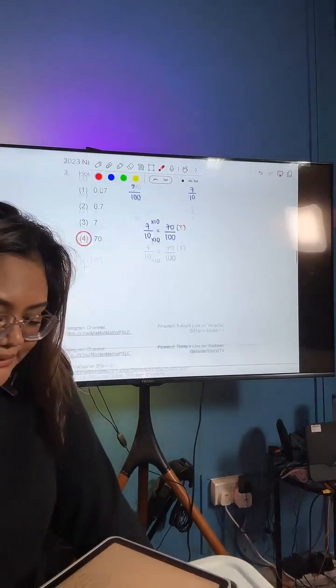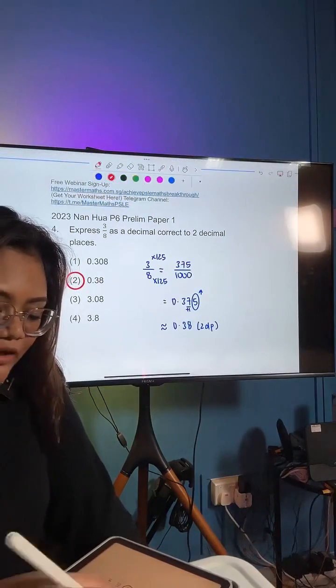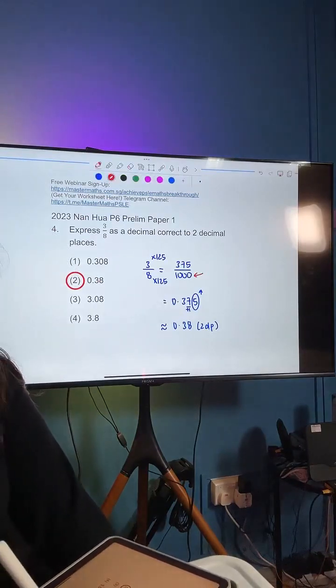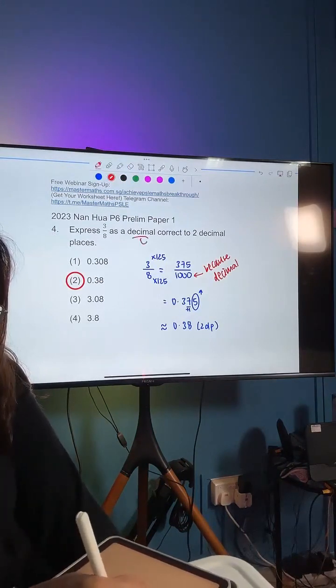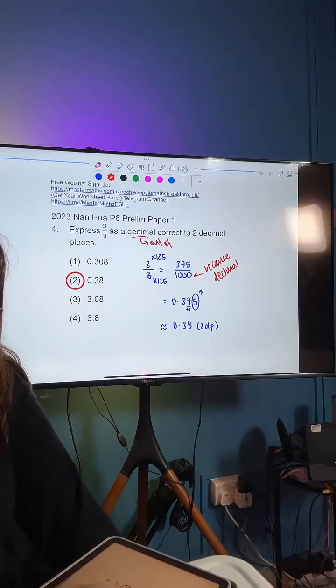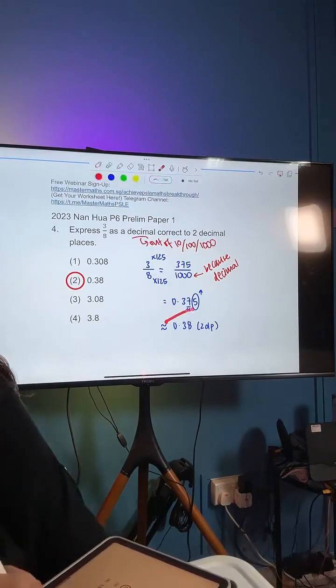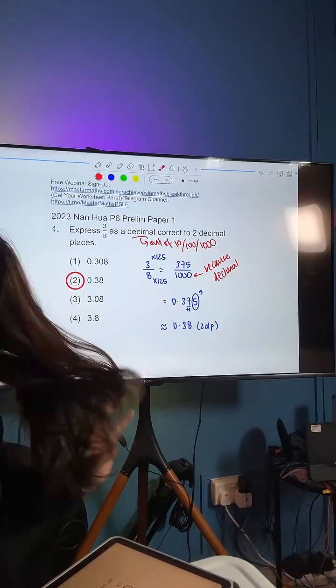Okay, next. Question number 4, 3 over 8 as a decimal. Decimal, that's why out of 1000. Because we want decimal. Decimal means out of 10, 100 or 1000. Therefore we change it to 1000. And that's how we get 375. And then we round off, we will get 0.38. Okay, let's move on.